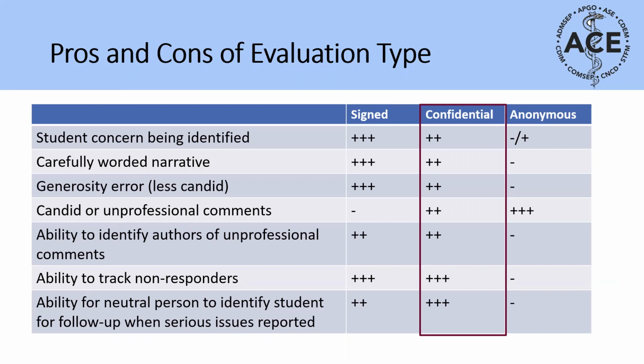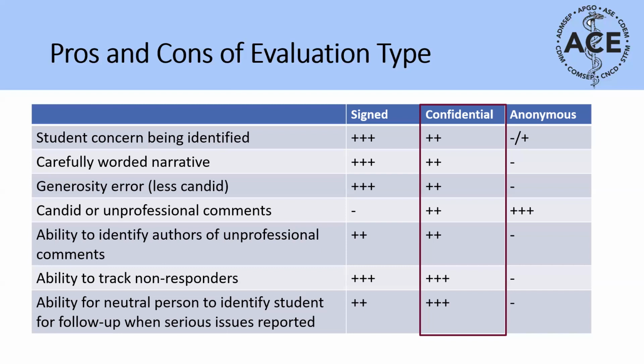Students are very worried about being identified, and everything that comes with that, particularly the hierarchy that they perceive. So anonymous evaluations are helpful because students are less worried about being identified. That said, even if you tell students they are anonymous, they still don't believe you, and they still are worried that there is some way that they will be identified.